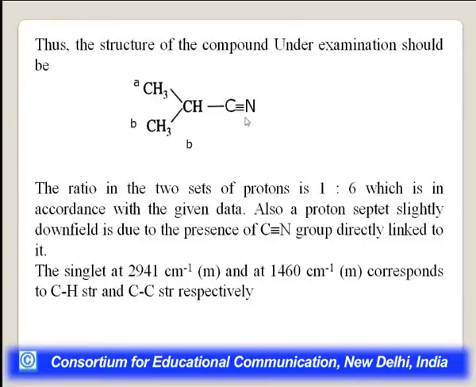So it will be observed downfield as compared to these protons, because these are not surrounded by this kind of moiety. The singlet at a value of 2941 corresponds to CH stretching, and the carbon-carbon stretching is at a value of 1460. So in this way you can calculate this structure.